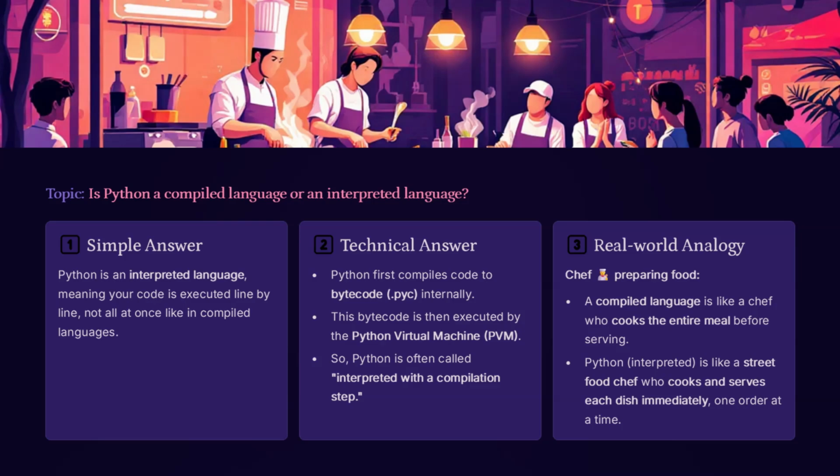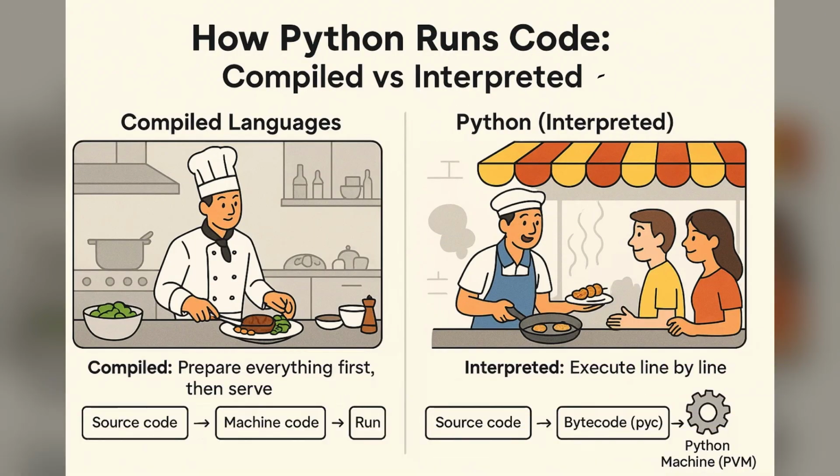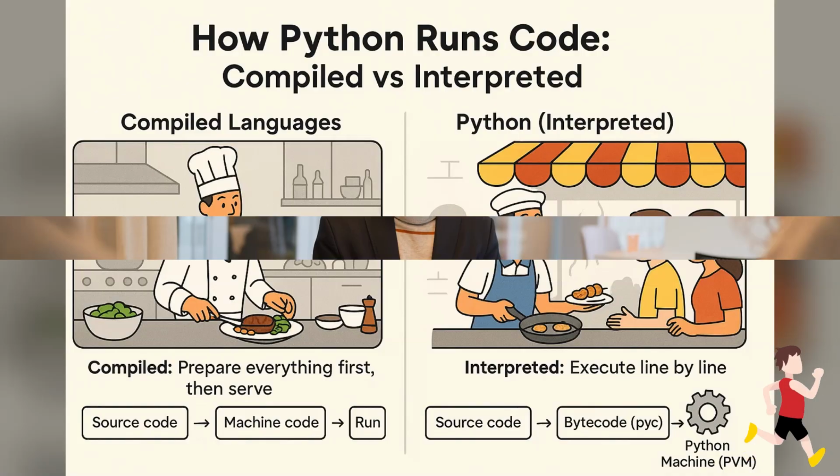This is why it's sometimes described as being interpreted with a small compilation stage. Think of it like a street food chef who cooks each dish fresh to order, preparing and serving one plate at a time, while a compiled language is more like a chef who completes an entire meal before presenting it. In short, Python processes your instructions incrementally to keep things flexible and easy to run.